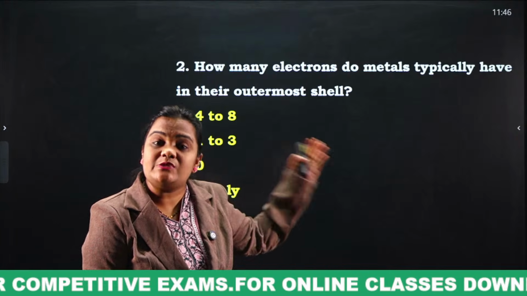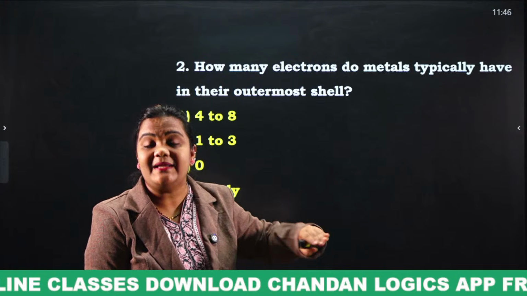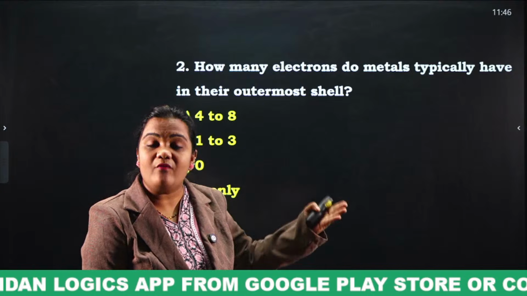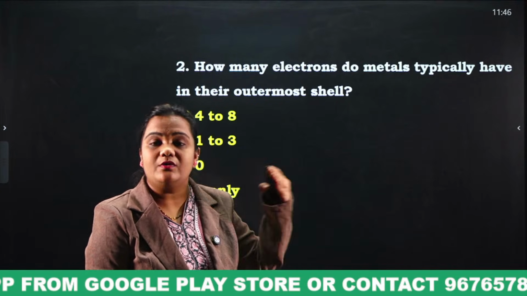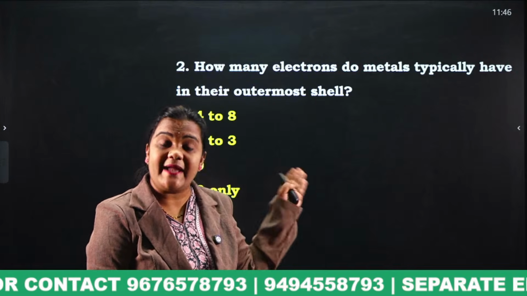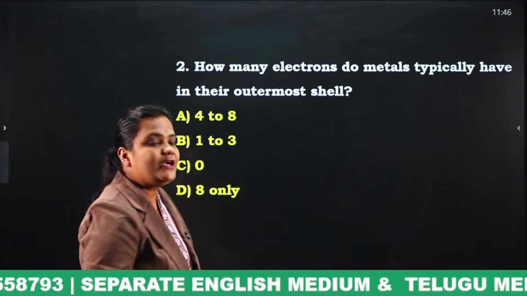These metals are electropositive. They easily lose electrons and transform into cations. And when it comes to non-metals, they have 4 to 8 electrons in their outermost shell and they are electronegative. That means they gain or share electrons to form anions. Okay, 1 to 3. Very good.